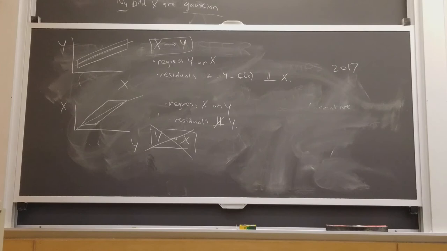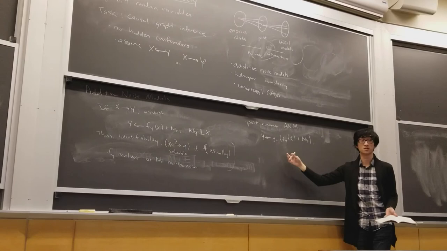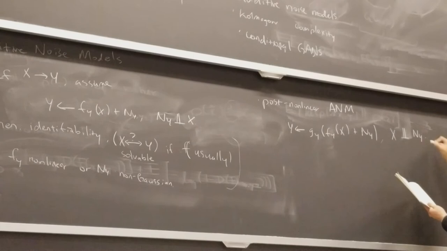There's also something called the post nonlinear additive noise model. I'll just show you what it looks like. I'm just going to wave my hand and say that similar identifiability results hold also for post nonlinear additive noise models. You just have a function g on the outside. And of course, you have independence between noise and input.